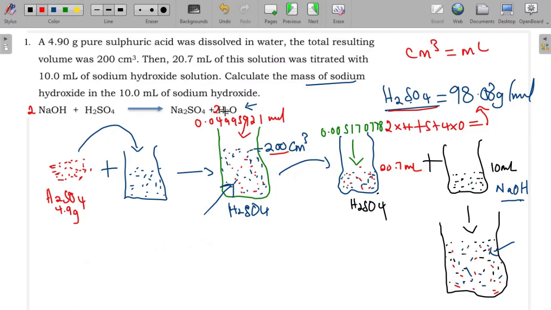So I can also add the 2 there. Okay, so I have 4 hydrogens. Here I also have 2 plus 2, 4. The oxygens, I have 2 plus 4, 6. Even here I have 2 plus 4, 6. So everything is balanced now.